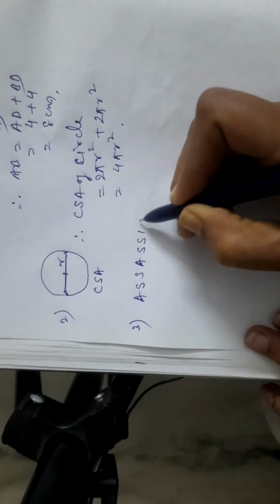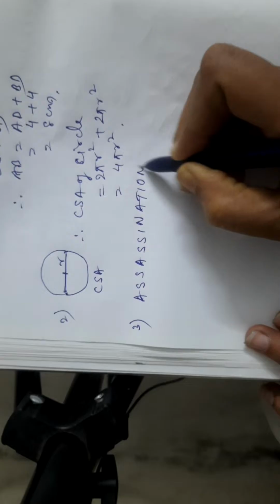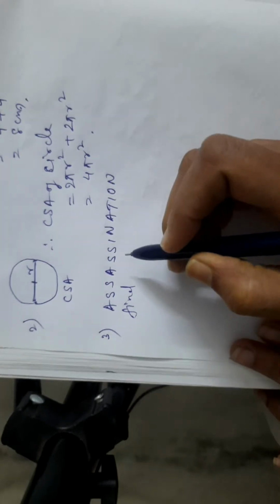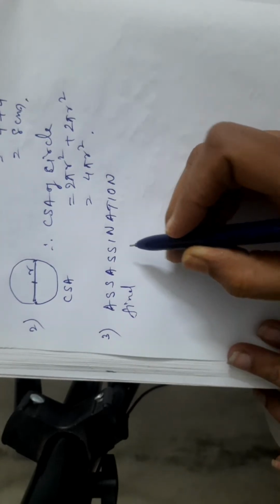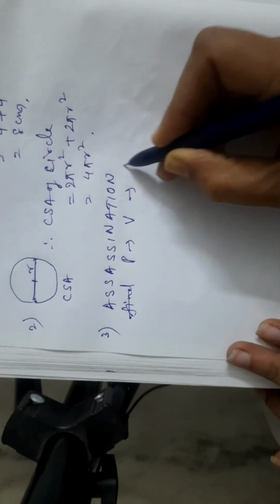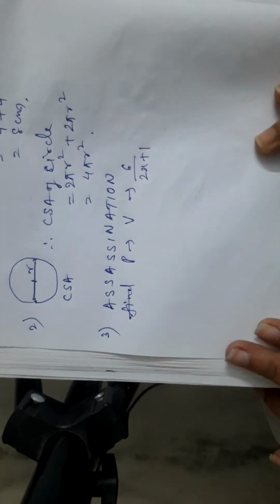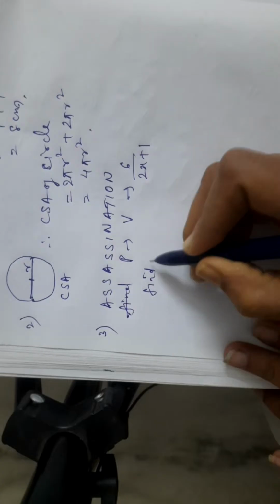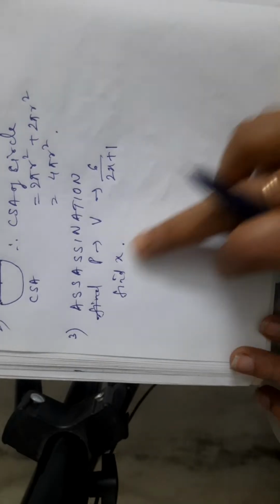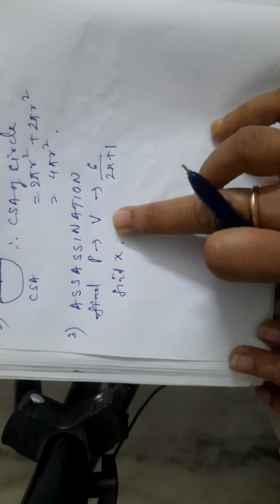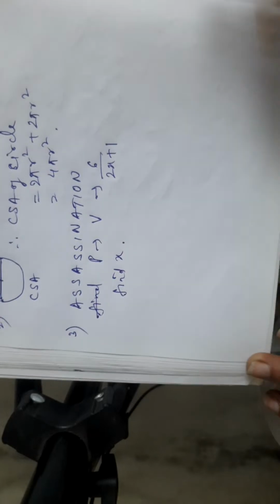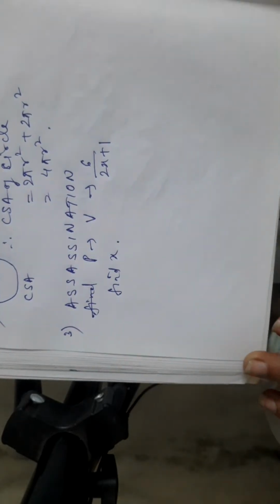Assignation. The word assignation is given. Find the probability that the letter chosen is a vowel. It's given that the probability of the letter chosen being a vowel is 6 upon 2x plus 1. Then find x. Here it is given, assignation is a word where the probability of vowels is 6 upon 2x plus 1. You need to find the value of x. What is x?